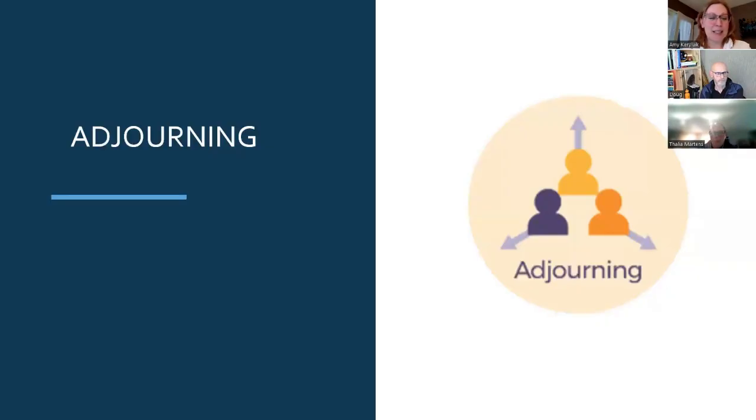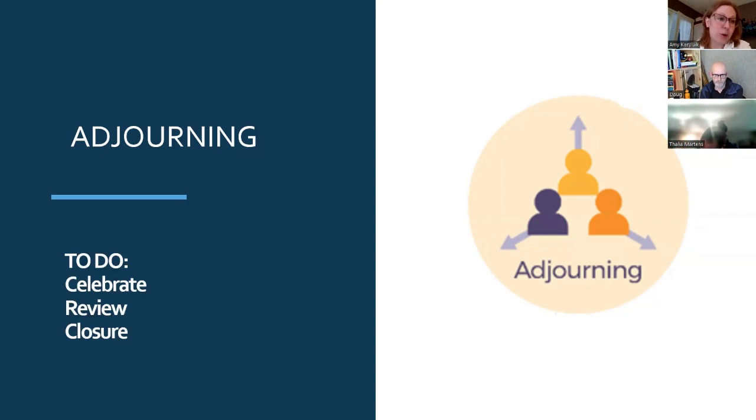Last but not least, that last step I talked about earlier is adjourning. I mentioned earlier that it is part of the Tuckman model, but it was added later. It was added in 1977 by Dr. Tuckman and Marianne Jensen. And that's where the group may celebrate their success, do a review of the work that was done, and then close the group.